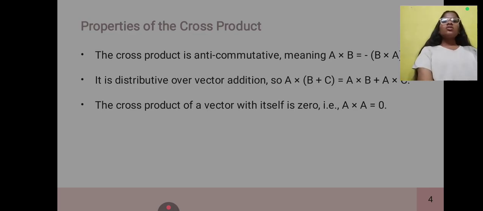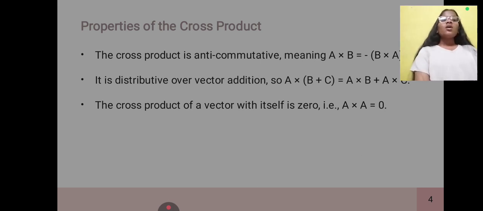Now let us know a few properties of the cross product. The cross product is anti-commutative, meaning A cross B is equal to minus B cross A. It is distributive over vector addition, so A cross (B plus C) equals A cross B plus A cross C. The cross product of a vector with itself is 0.